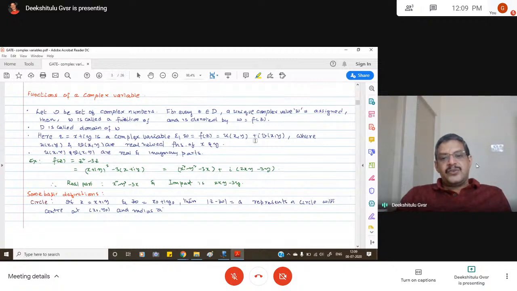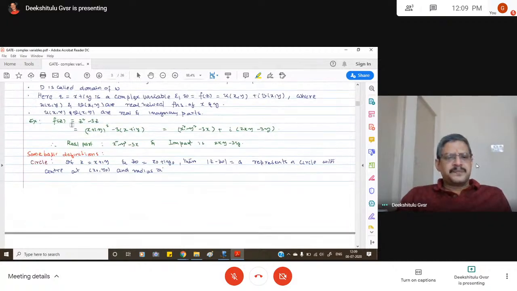If you call it as u of x,y plus i into v of x,y, where u(x,y) and v(x,y) are real valued functions, they are the real and imaginary parts of f. These are all basic things. So f of z is equal to z square minus 3z, and find the real and imaginary parts of that. z is x plus iy.